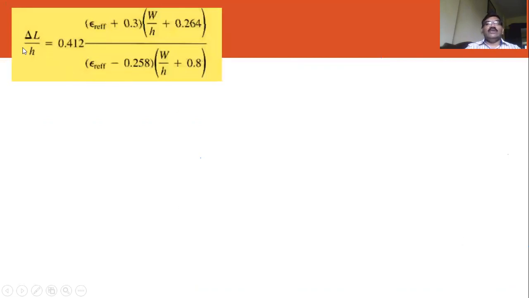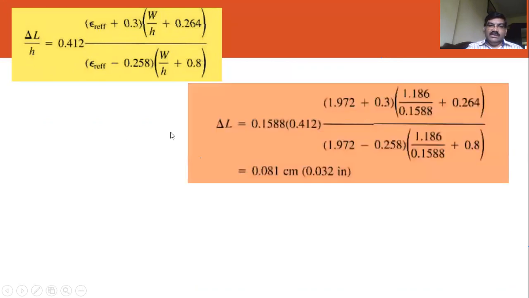First we have to calculate delta L. The formula for delta L by H we just discussed. We have calculated the effective dielectric constant, and W is known, H is known. Put these three parameters and rearrange. Instead of putting H there, I have taken this H, 0.1588, and multiplied it, and put in all the values. After this, you just do the calculation.